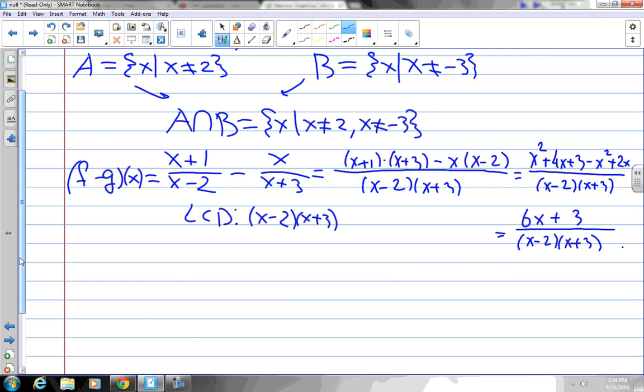But what is the domain of that function? I mean, we already found it, right? We don't need to do it again. It really gets strange when we start dividing this.